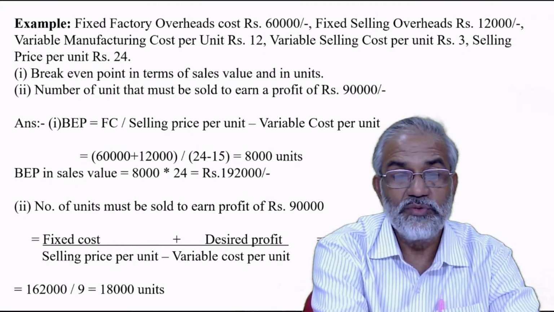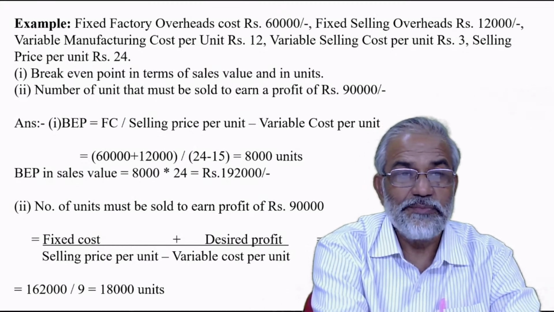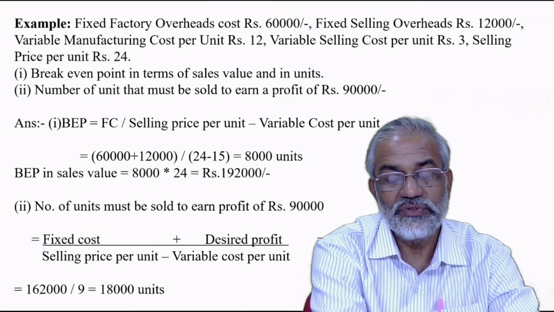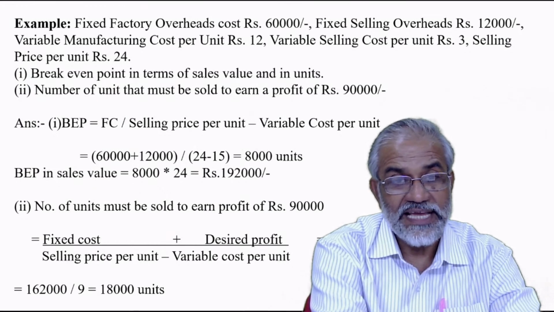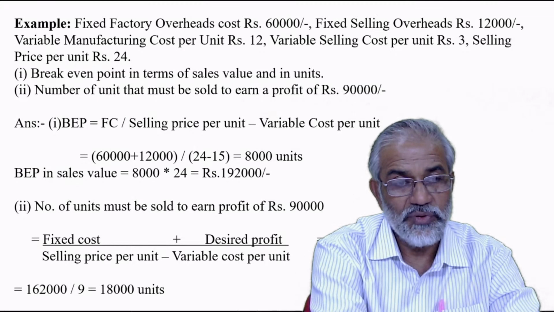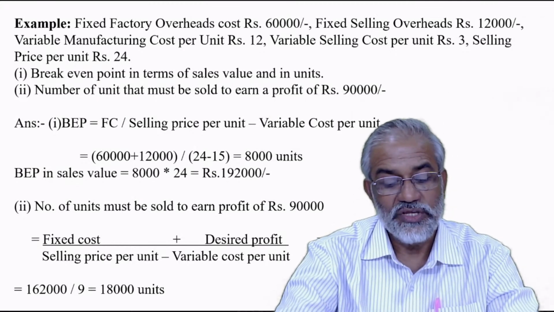And the total revenue would be, when the unit is 8,000 and the selling price is 24, 8,000 into 24, it is 1,92,000. So the total revenue is exactly matching the total cost. Total cost means both the components of cost, fixed cost plus variable cost. So the equation holds good.